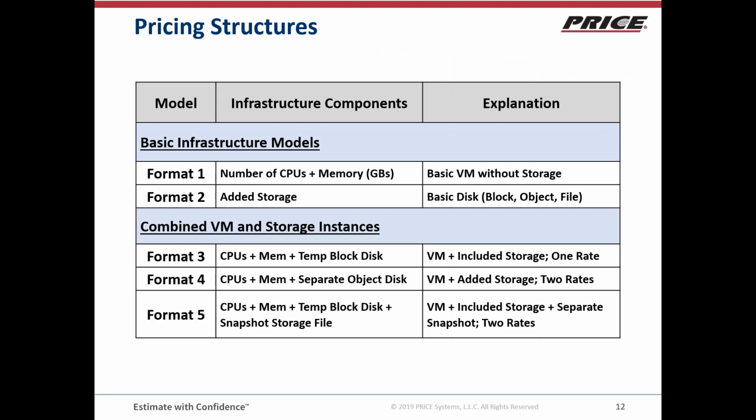So these are the different pricing structures that we kept in mind when we were coming up with our models in CERs. So format 1 is just a plain virtual machine without any local storage or long-term storage attached to it. But you can get the basic disk storage attached to it. I'm sorry, this is representative of non-local storage. But then you can have a combination of all the different types of storage attached to the virtual machine as well. And that's demonstrated in formats 3 through 5. You can get a virtual machine with the temporary block storage attached to it and any additional storage that is persistent.